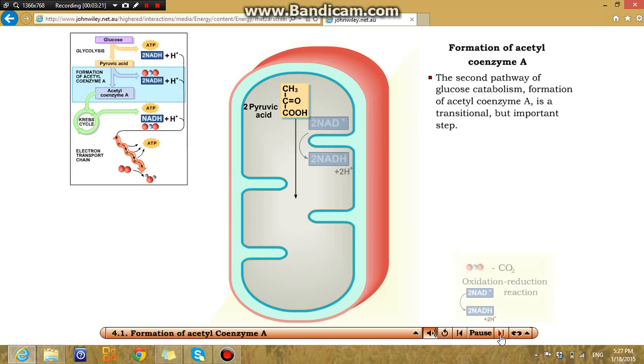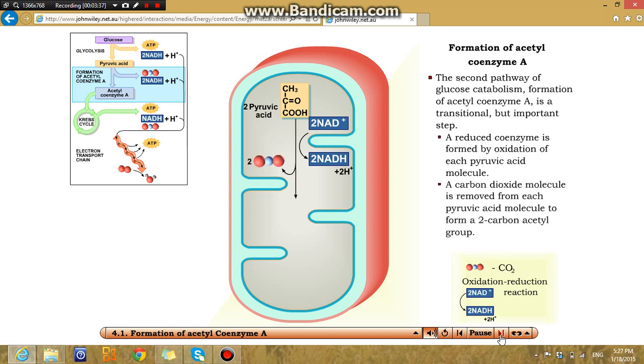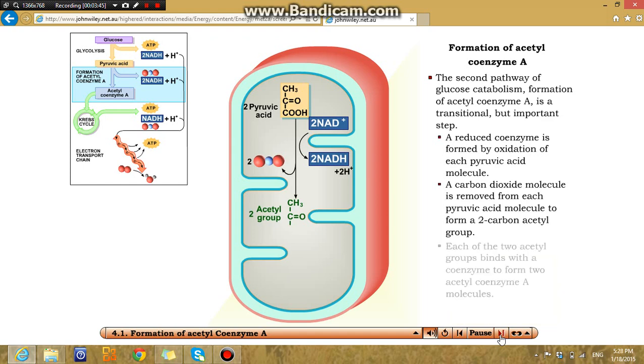During the second step of glucose catabolism, formation of acetyl coenzyme A, each of the 2 pyruvic acid molecules resulting from glycolysis is oxidized to produce a reduced coenzyme. In addition, each pyruvic acid molecule loses a carbon dioxide molecule to form an acetyl group. Each acetyl group will bind with coenzyme A to form acetyl coenzyme A.